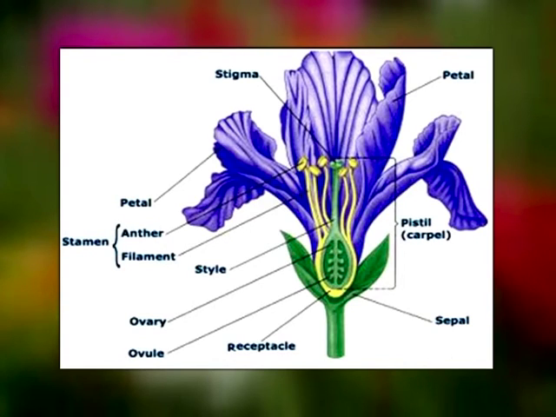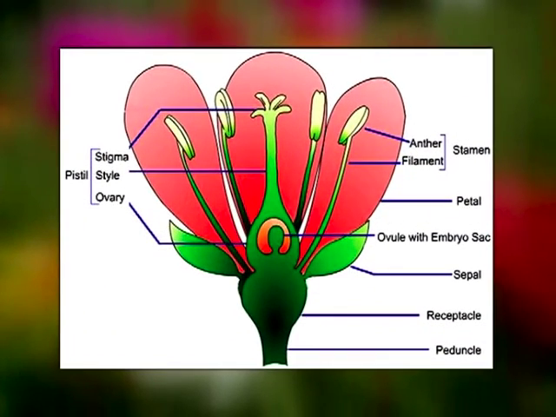Stamens constitute the male reproductive part, collectively termed as androecium. Each stamen possesses a long filament and an anther which contains the pollen grains. The female reproductive organs are called carpels, collectively termed as gynoecium. Each carpel consists of an upper stigma, a middle style, and a lower swollen ovary.